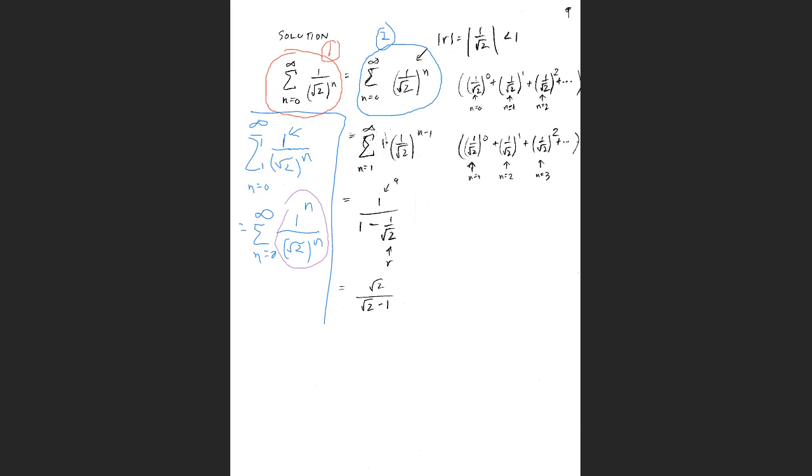I can write that as 1 over root 2 to the nth power, right? I mean, a to the n over b to the n is equal to a over b to the nth power, right? So that's how I arrive.